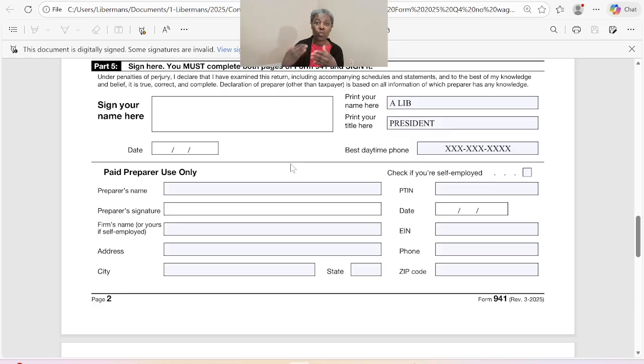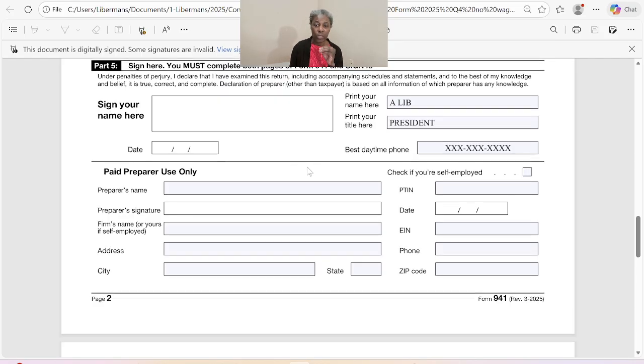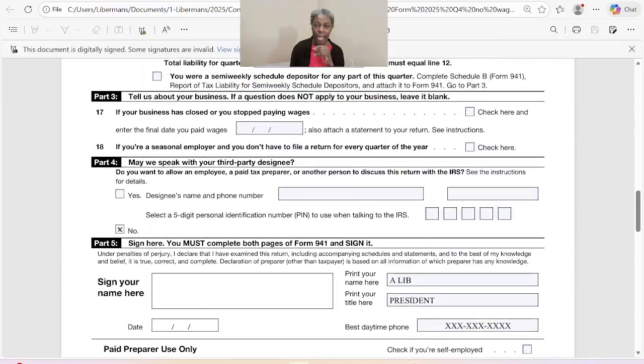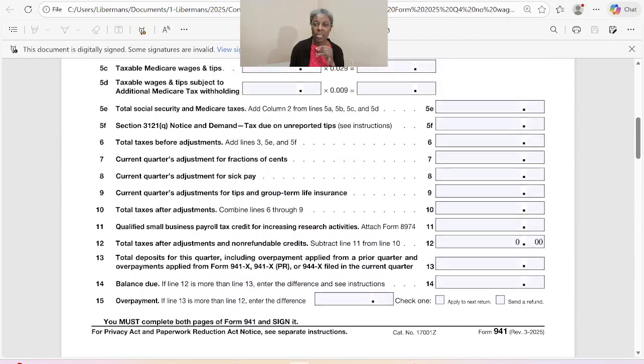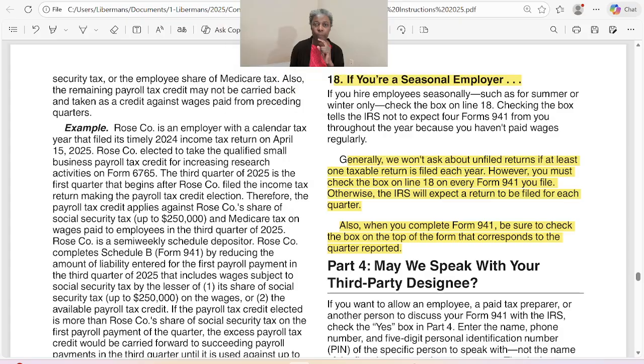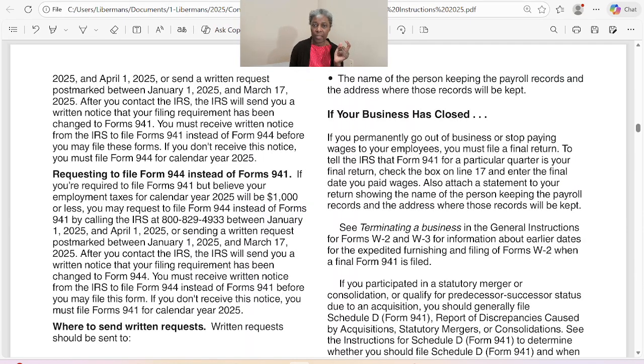And that is how you will complete Form 941 if no wages were paid in Q4 2025. You leave the voucher section blank because, again, you don't owe any tax. So once you complete this form, where will you mail it to? Let's go to the instructions, page 5.